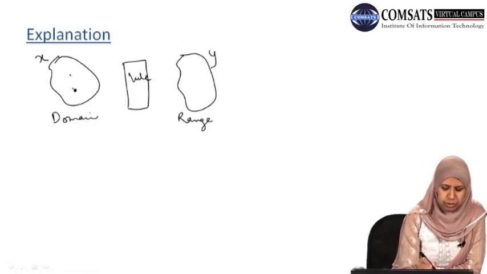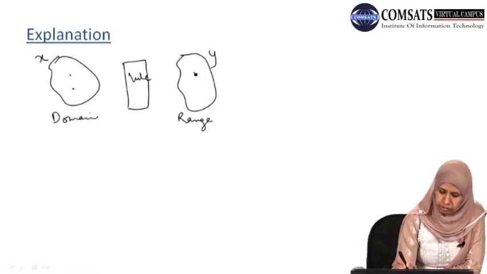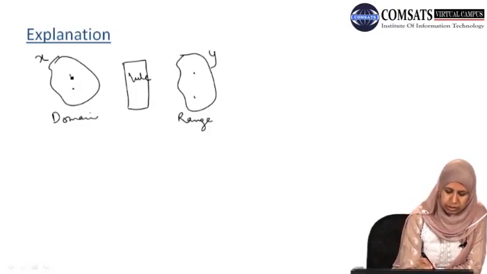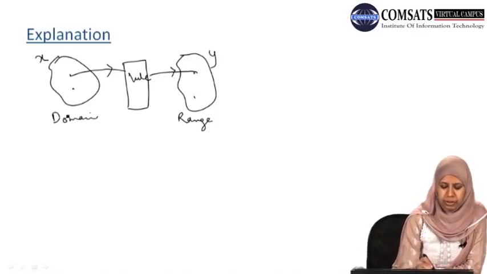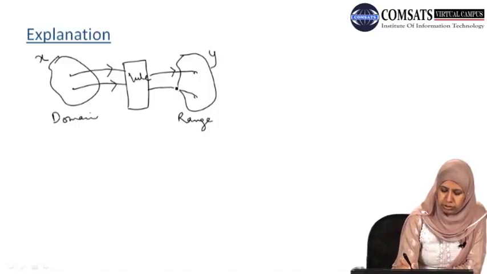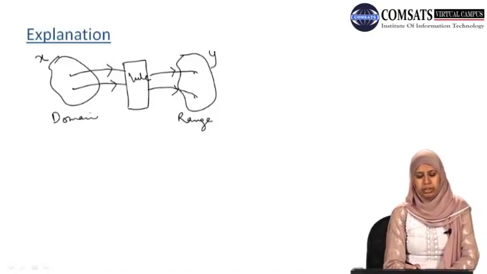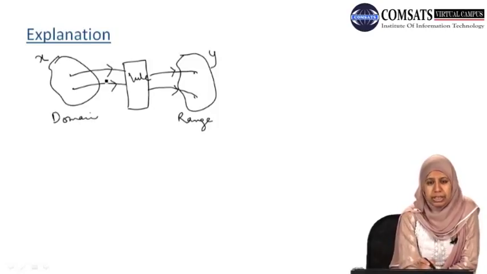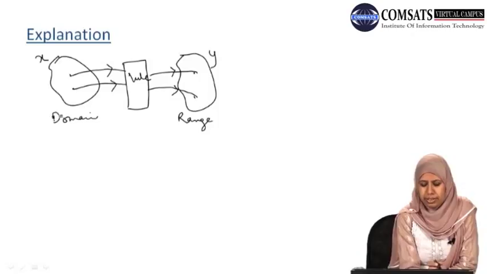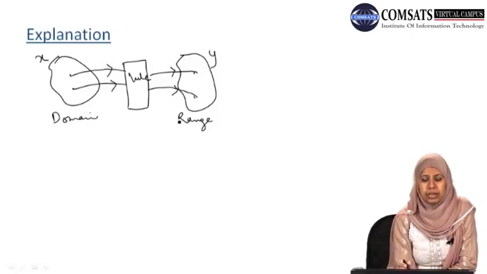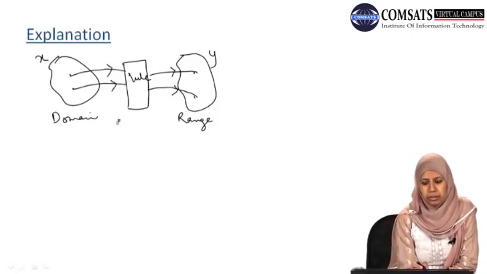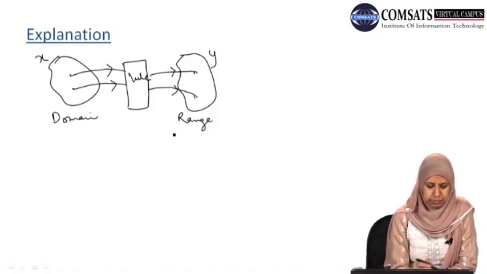Let's say here we have 2 points and here we also have 2 points. Then we apply the mathematical rule to 1 point and it maps to 1 point. For the second point we apply the mathematical rule, it maps to the second point. So the set of all possible x will be the domain in this case on the left hand side, and the set of all possible y we are obtaining after applying the rule is the range in this case.